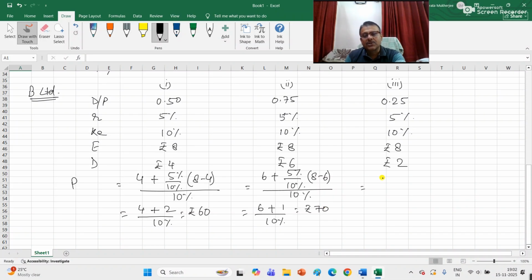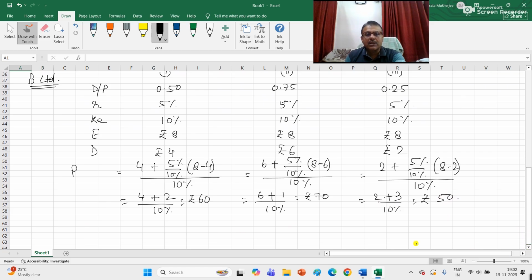And in the third situation, we have 2 as dividend per share, then 5% by 10%, R by KE, 8 minus 2 by 10%. So we have 2 plus 3 by 10% is rupees 50.